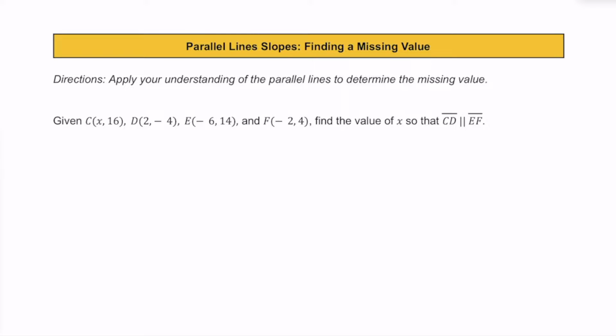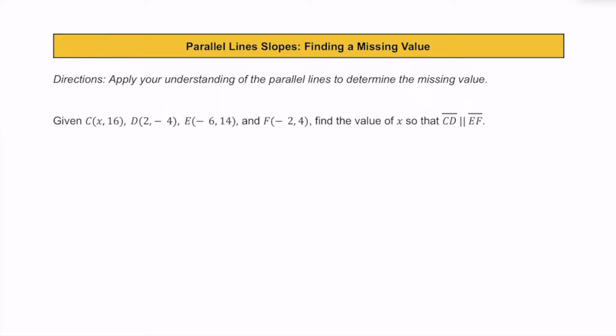In this video, let's go ahead and apply our understanding of parallel lines and the slopes of parallel lines to find a missing value together. Given that C, which is at (x, 16), D, which is at (2, -4), E, which is at (-6, 14), and F at (-2, 4), let's see if we can find the value for x so that segment CD or line CD is going to be parallel to line EF or segment EF.